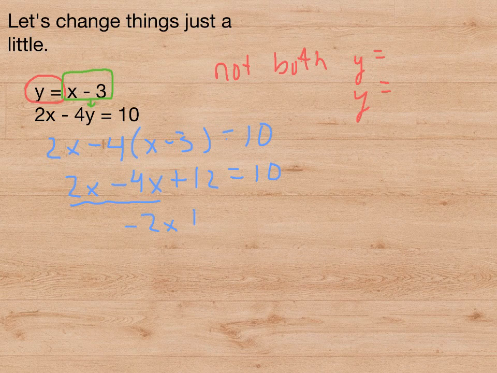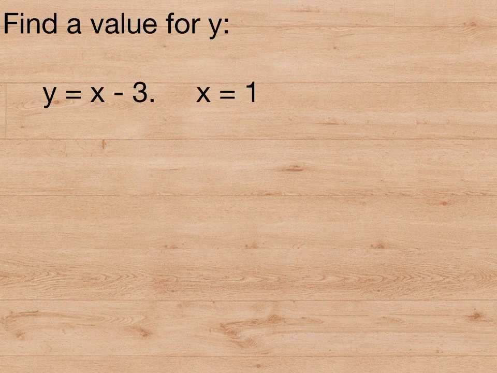So negative 2x plus 12 is 10. I need to move that 12 to the other side so the constants are together. And so negative 2x equals negative 2. Finish with your division. X is 1. Okay, a little more work on this one, but still not bad. We have x, and one more time, we need to go ahead and find y.